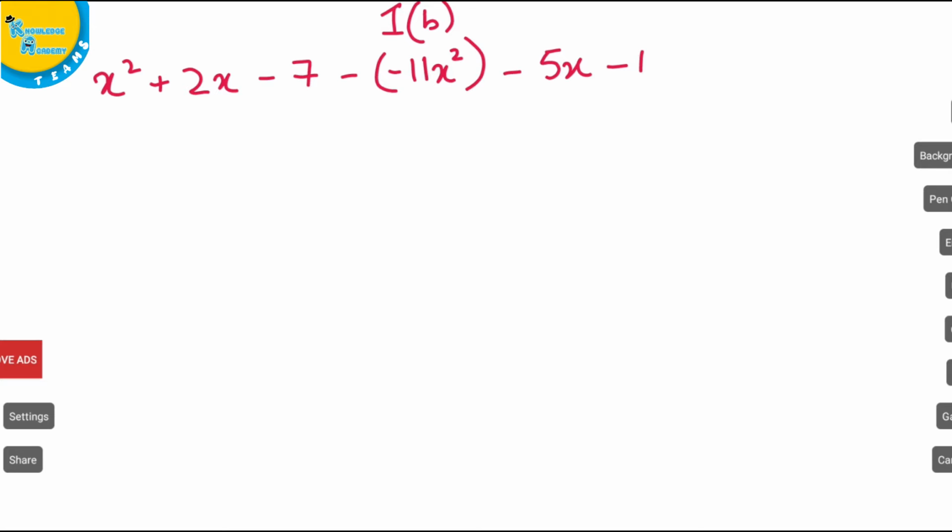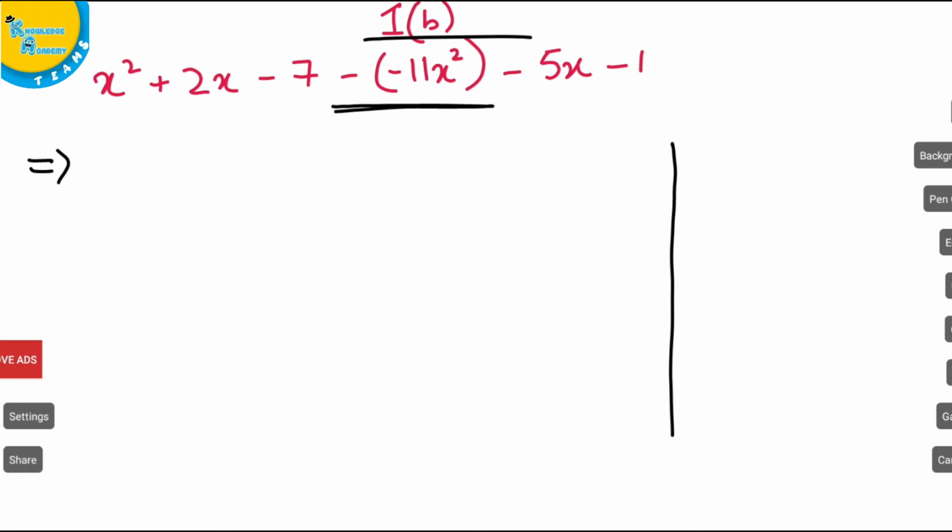Okay, now question number 1b. Okay, here what we are going to do, as we know that the first step is going to be to gather the like terms, but as we can see, there is one problem. Yes, the minus sign is multiplying with another minus sign.